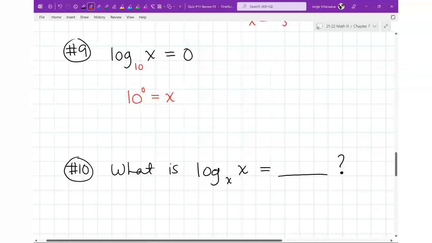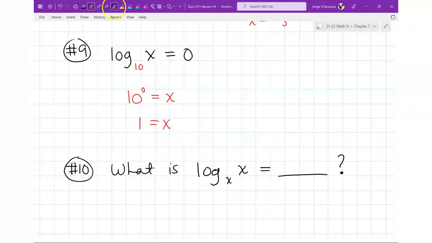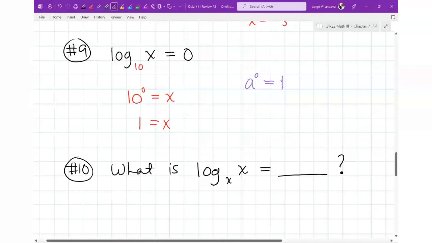What's 10 to the 0? Not 0. 1. Write that down somewhere. Anything to the 0 is a property we talked about. A to the 0 is equal to 1. Now, it's not always true, like I told you when I taught this. In calculus, you cannot do 0 to the 0. But you can do anything else to the 0. 0 to the 0 is what they call an indeterminate form, so we don't do that. But any other number or any letter to the 0 power is going to be 1.